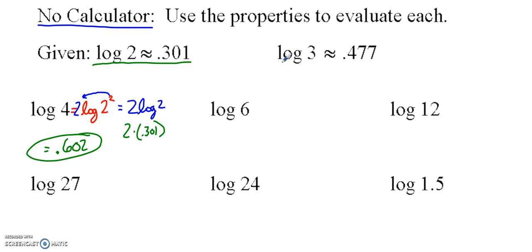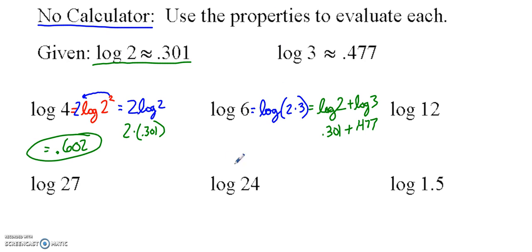If I also would know log 3, I can find log 6. So I could rewrite log 6 as log of 2 times 3, because 2 times 3 is 6. And then I can separate that. So remember the property of logarithms that says I can separate multiplication with addition. So log 2 plus log 3. And then I put those values in here. Log 2 is 0.301, log 3 is 0.477, and when I add those two together, I get 0.778.